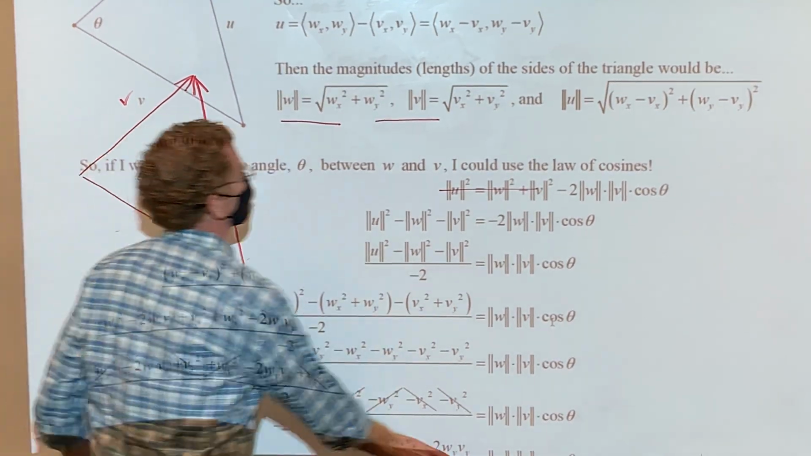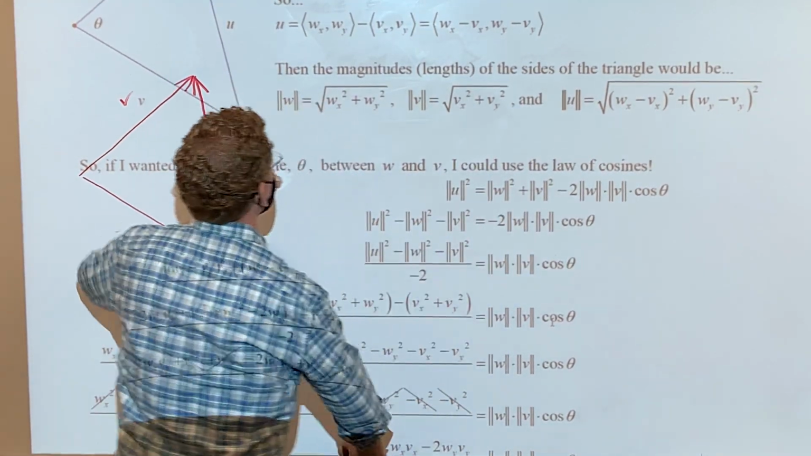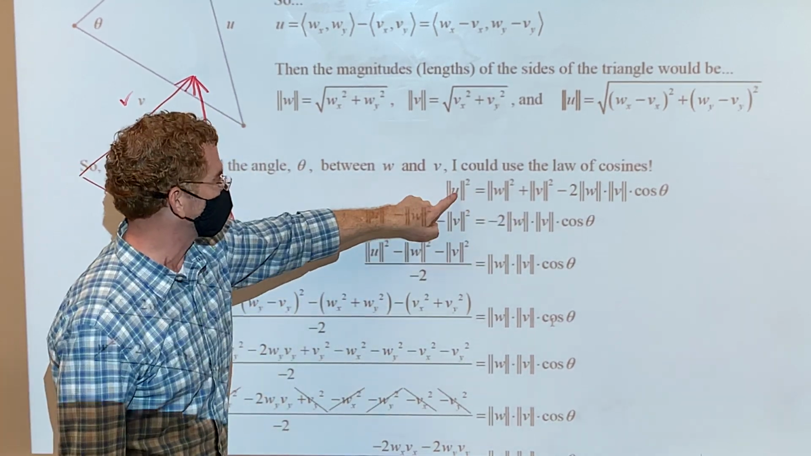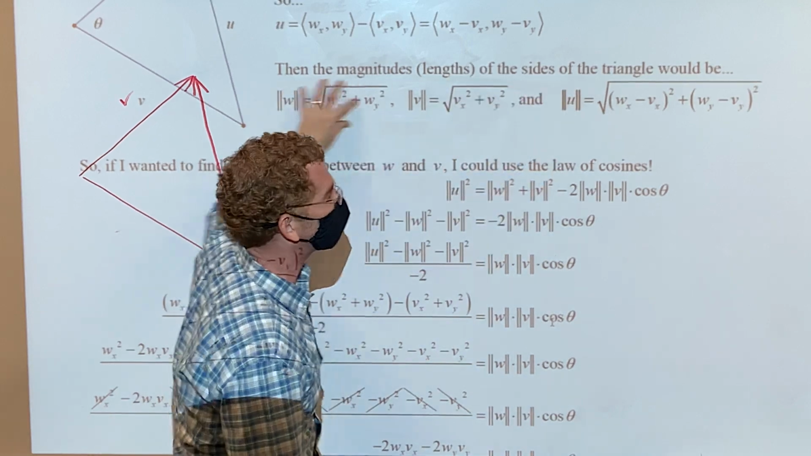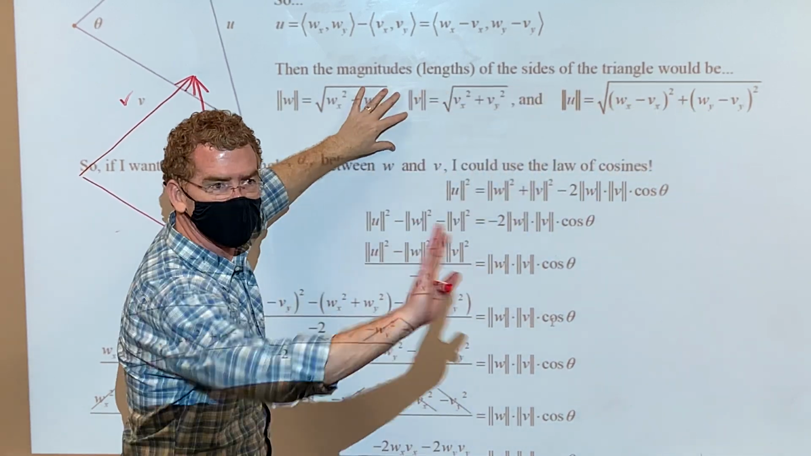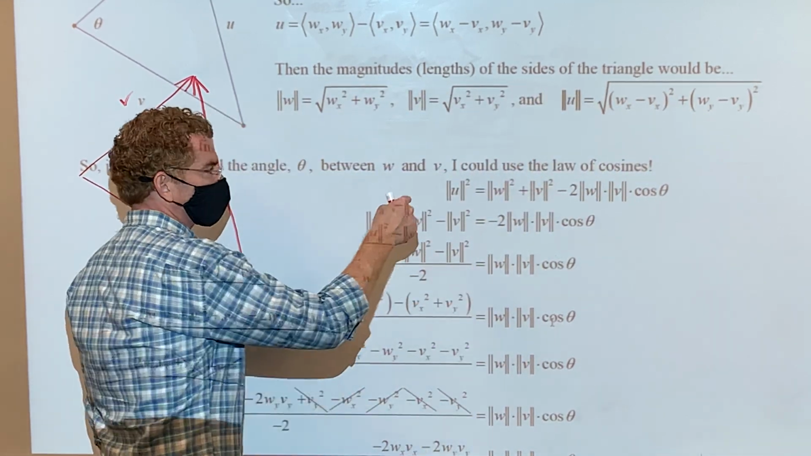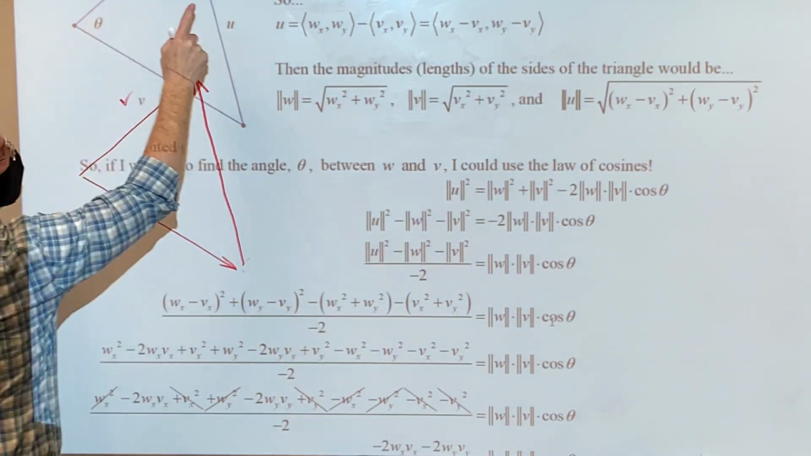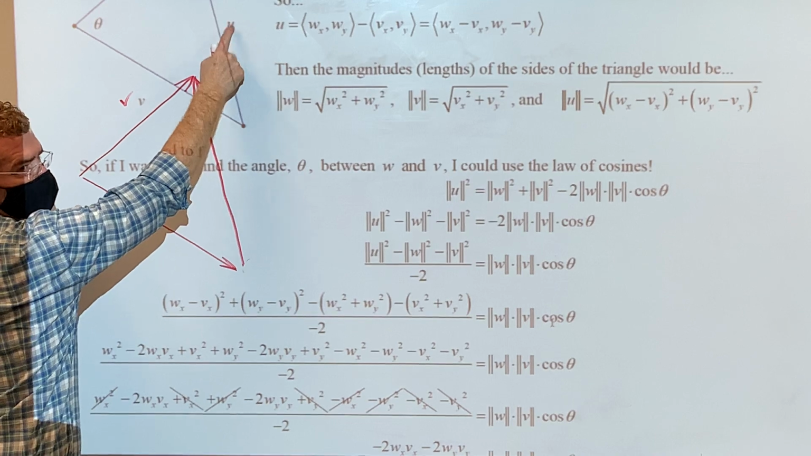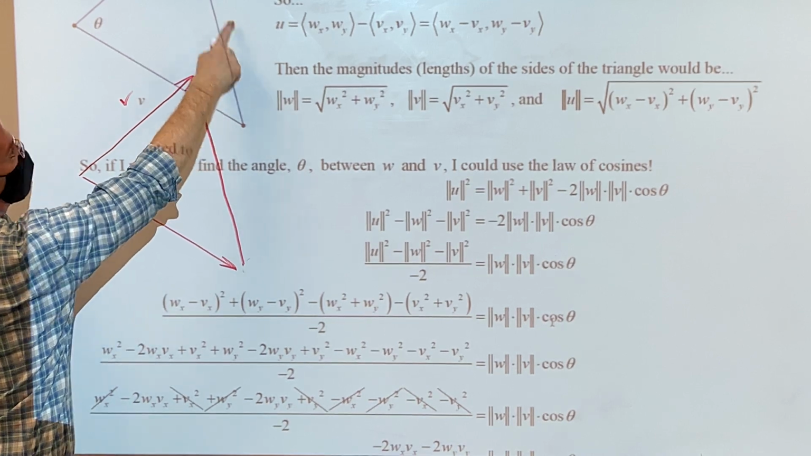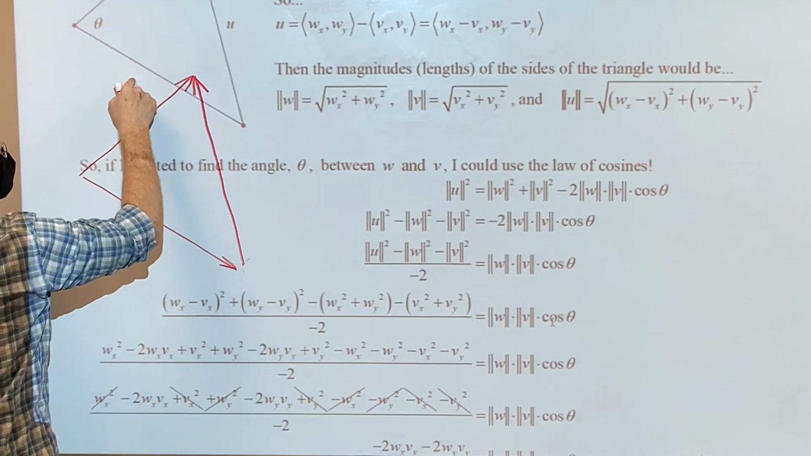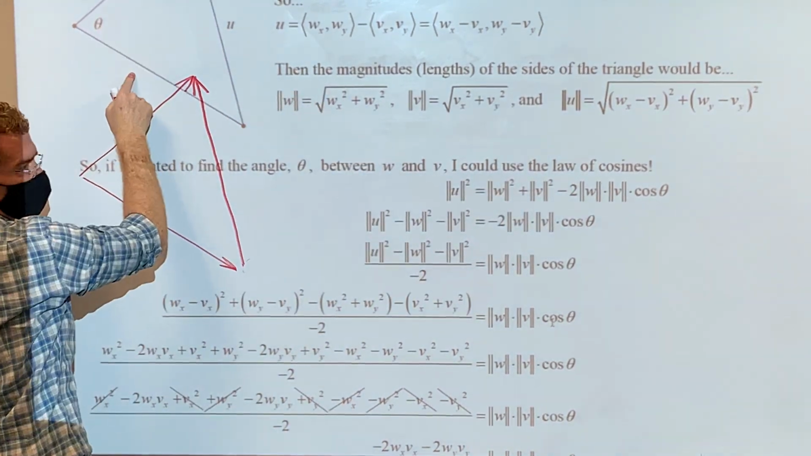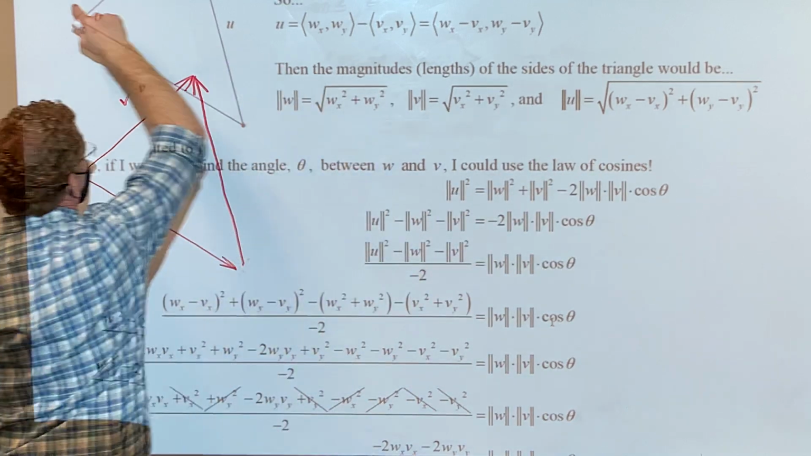I need the lengths of all these. So how do I find the length? And that's why I have these magnitudes in there. Those are lengths. So the magnitude of U, think about all this. I know I can find it, but let's just say I went ahead and found all those lengths. Now look what happens. To find this angle theta, I'm going to go U squared, that side squared, equals that side squared plus that side squared minus 2 times that side, cosine of the angle between.